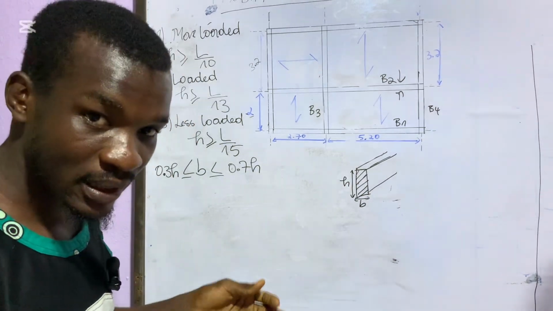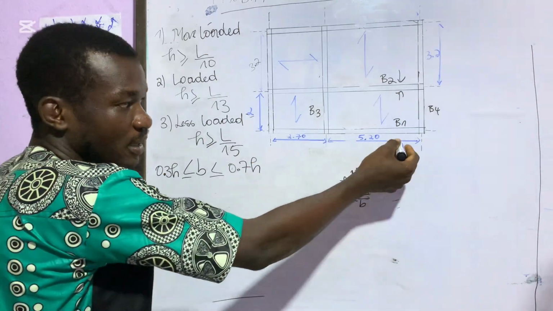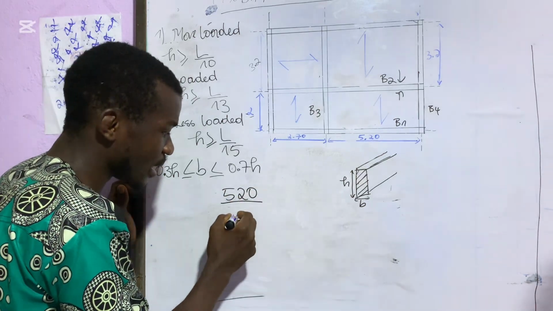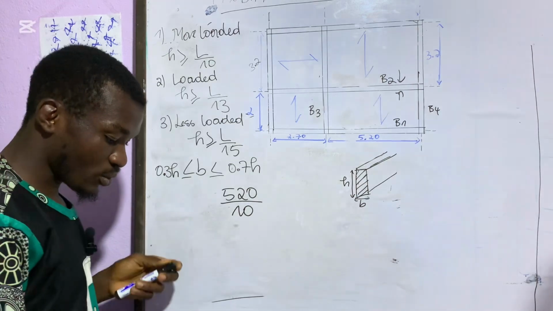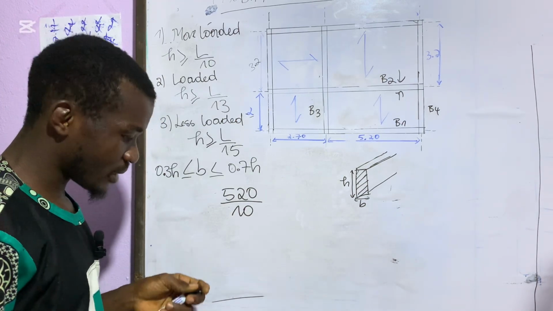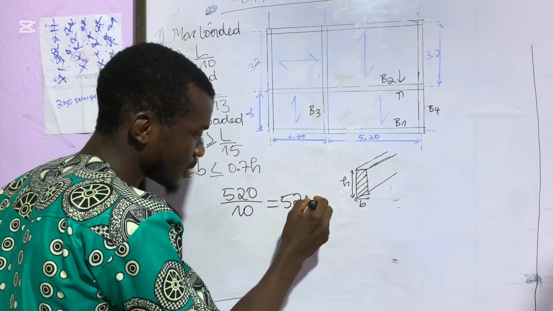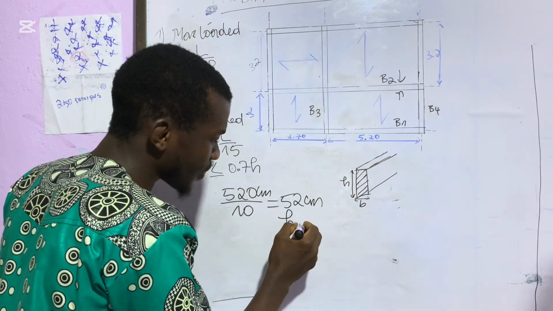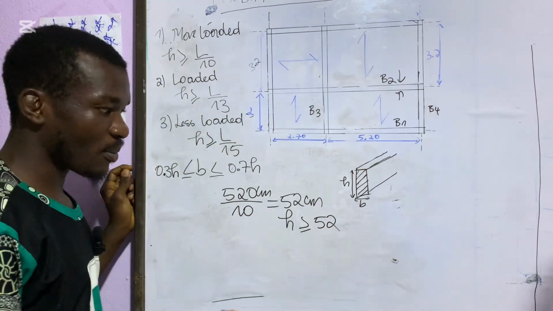So how do we get the depth of b2? We take the span, which is 5 meter 20 or 520 centimeter, and divide by 10, since we are in the first case of more loaded. 520 divided by 10 will give us 52 centimeter, because this is in centimeter. Now we have h greater or equal than 52 centimeter from our condition.